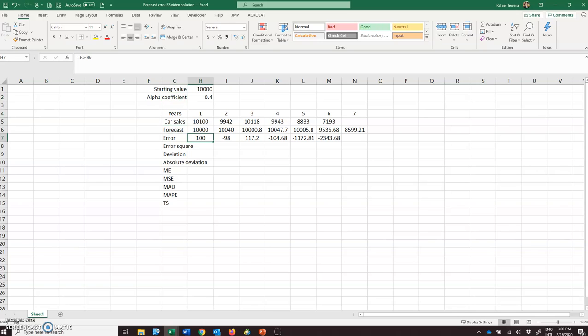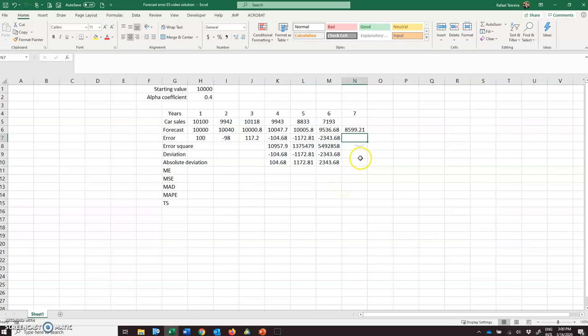And then what we have to do is compute the error square for years 4, 5, and 6. So the error square is going to be equal to the error multiplied by itself for each one of these years. And the deviation is equal to the error. Remember, the deviation and error are the same thing. The absolute deviation is the absolute value of the deviation.